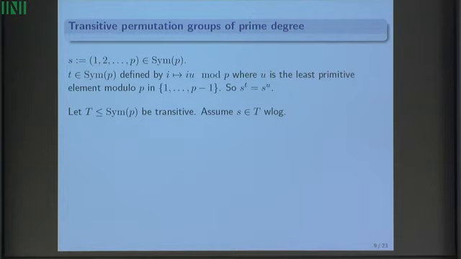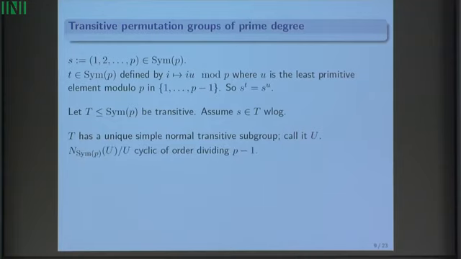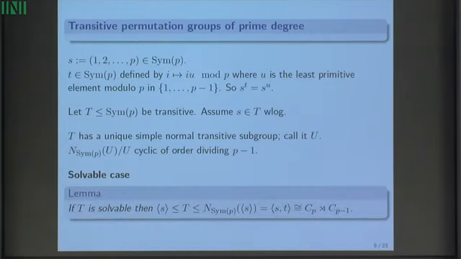So here's a fundamental theorem. T has a unique, simple, normal subgroup that's transitive. Call that U. The normalizer of U, mod U, is cyclic of order dividing p minus 1. So straight away we can write down a description of the solvable transitive permutation groups of prime degree. Okay? The metacyclic.